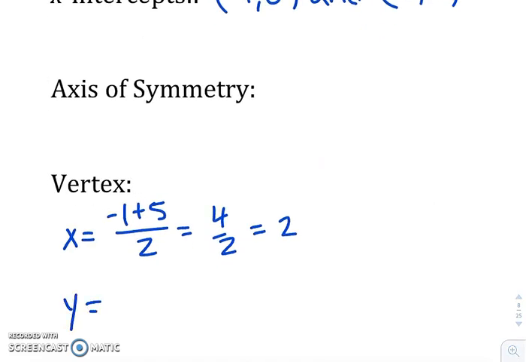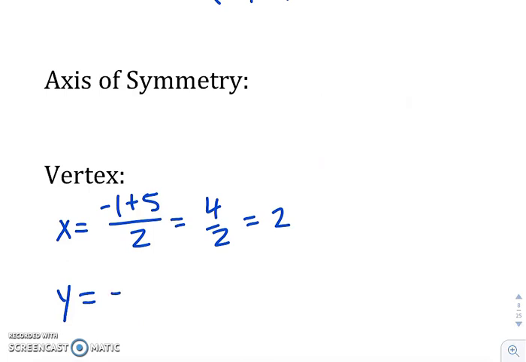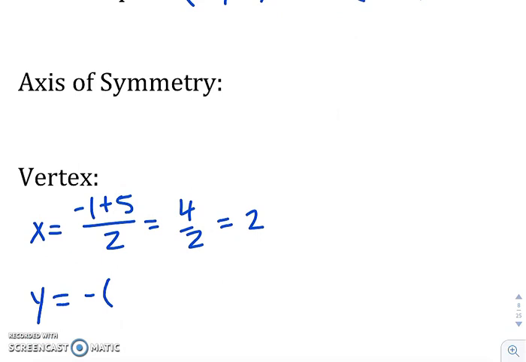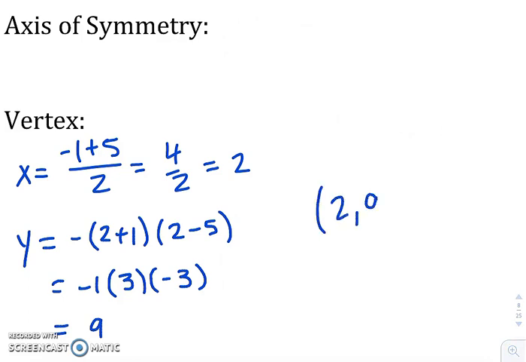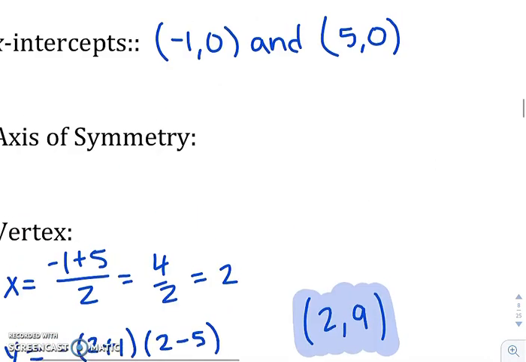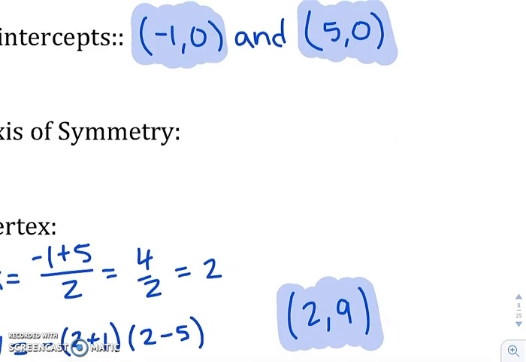And then we need to find y. So we're just going to plug it right into this original equation so that we can find what our y is. So y is going to be -(2 plus 1)(2 minus 5). You could distribute that negative in there, but that negative is really just a -1 times 3 times -3. So y is 9. So our vertex is (2, 9). We said our x-intercepts are (-1, 0) and (5, 0). And since our vertex is (2, 9), that means our axis of symmetry goes through 2.